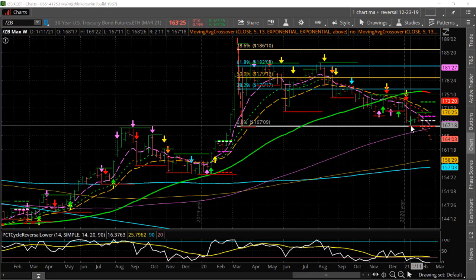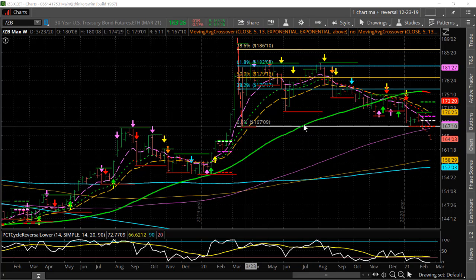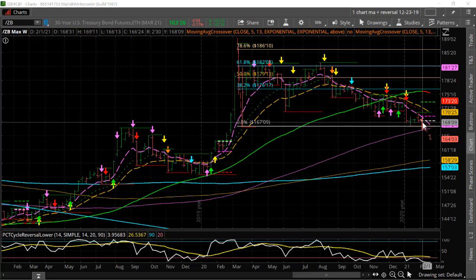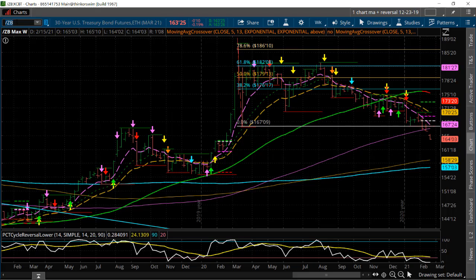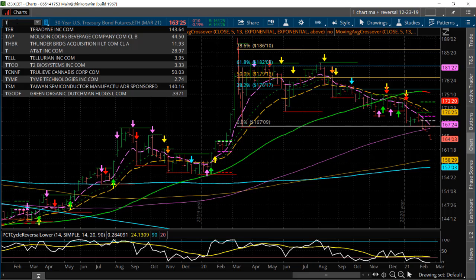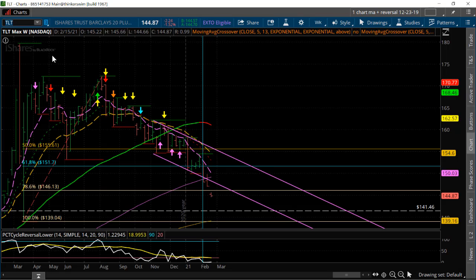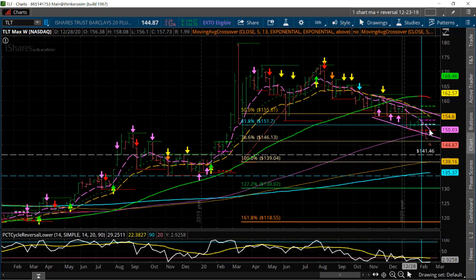You can see right here this last prior low on the 30-year bonds back on March the 16th, 2020. It came in right here at 167.05, hit there, bounced and retraced to the moving average, failed, and then started breaking back down in early February. So based on that, back in early February, I put on a trade for TLT that would benefit if this market did start to roll over, which it did.